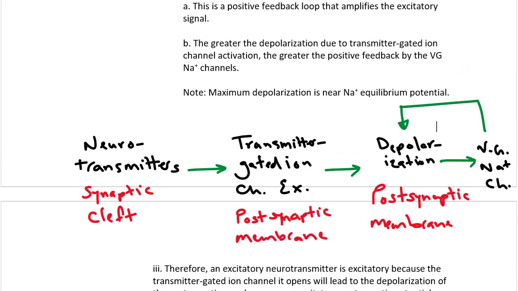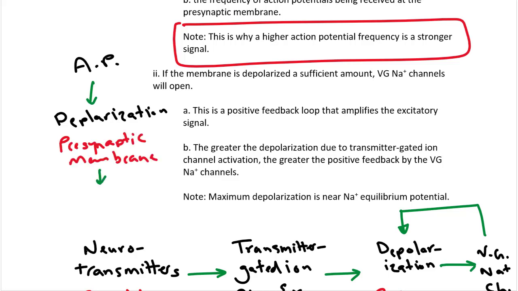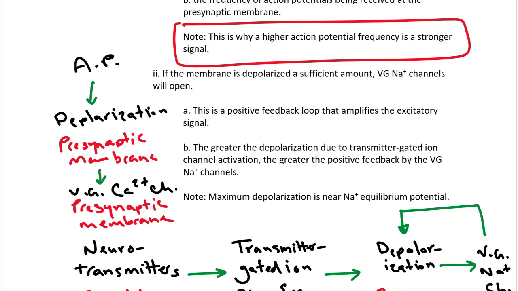And that release comes from depolarization of the presynaptic membrane. So an action potential will lead to depolarization of the presynaptic membrane, which leads to the activation of voltage-gated calcium channels, which are also on the presynaptic membrane, which leads to neurotransmitters being released into the synaptic cleft. So again, if I increase the frequency of action potentials, I increase the amount of depolarization of the presynaptic membrane.